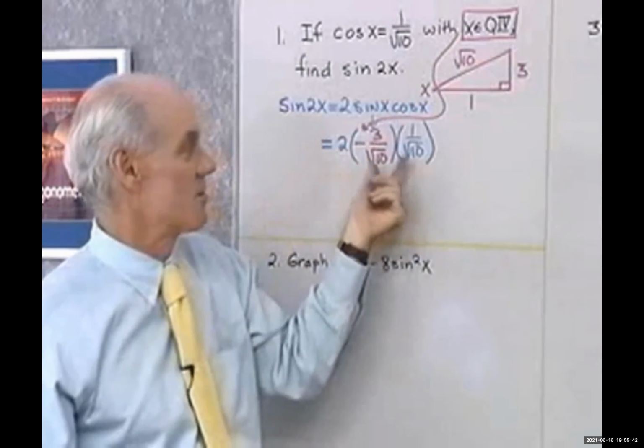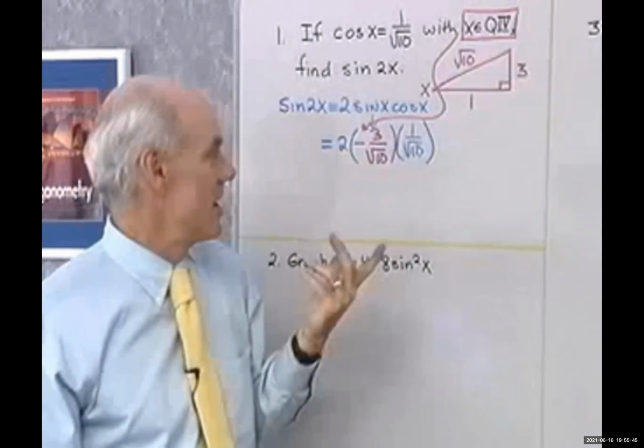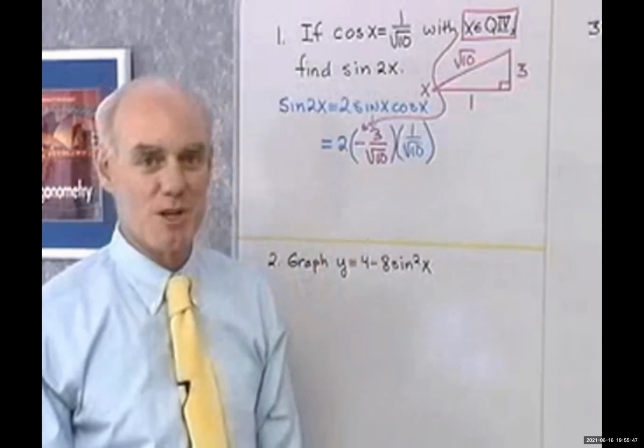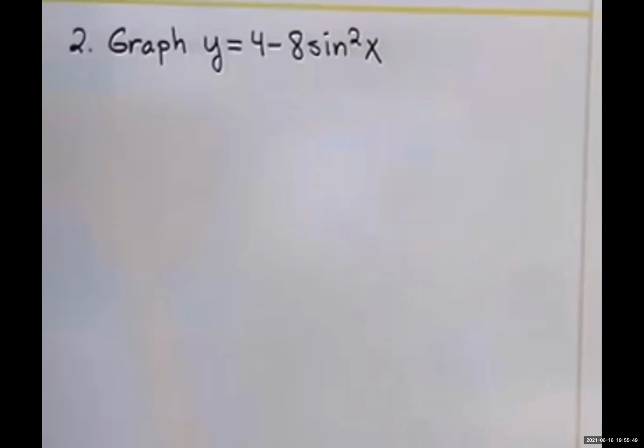2 times 3 is 6. Square root 10 times square root 10 is 10. I've used the negative sign, so the rest of it's pretty easy. Let's go on and look at the next problem.